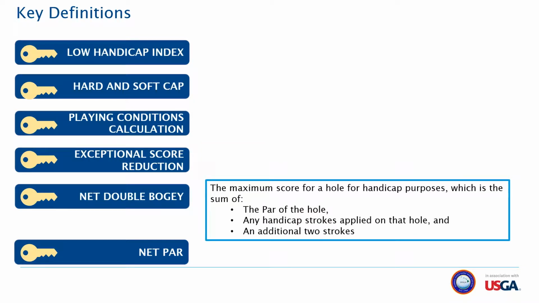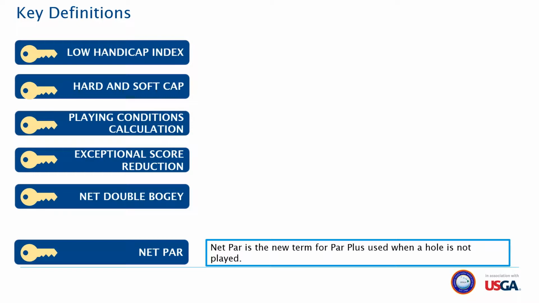Net double bogey, which is the maximum score for a hole for handicap purposes, which is the sum of the par of the hole, any handicap strokes applied to that hole, and an additional 2 strokes. This is essentially replacing the equitable stroke control and sets a maximum score for a hole based on the par and the strokes given or received. And the last key definition is net par, which is a new term for par plus, used when a hole is not played.